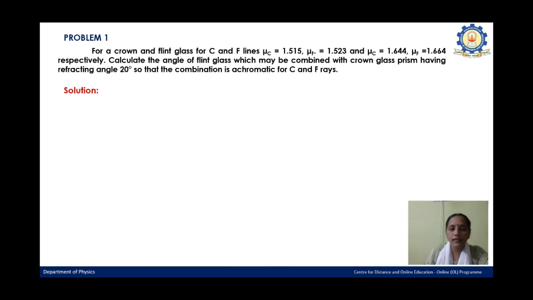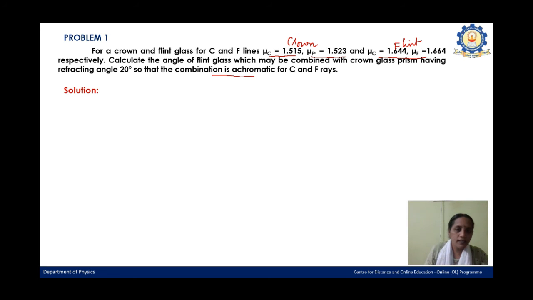Calculate the angle of flint glass which may be combined with crown glass prism having refracting angle 20 degree so that the combination is achromatic for C and F rays. So let us identify the given data in the problem. These two refractive indices are for crown glass prism and the remaining refractive indices are for flint glass prism. So for the condition to be achromatic, we have to write the condition. Now let us do this problem and find a solution.